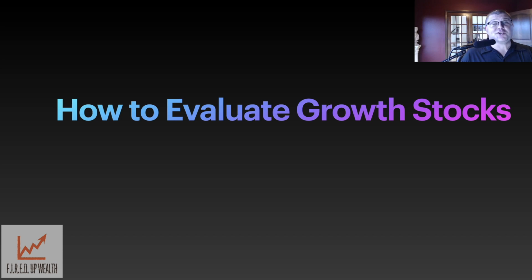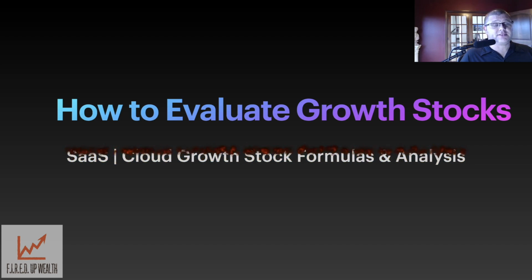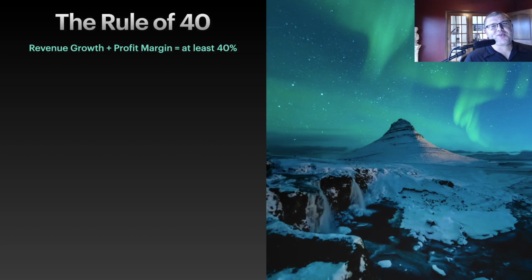All right, guys. So today we're going to talk about how to analyze, how to evaluate growth stocks. Now, specifically, I want to focus on SaaS, that's software as a service, and cloud growth stocks. I'm going to give you three different formulas and examples today. The first two are exclusively used for SaaS and for cloud stocks. The final example you can actually use for any type of stock. So please stay tuned. Okay, so the first approach is called the Rule of 40.